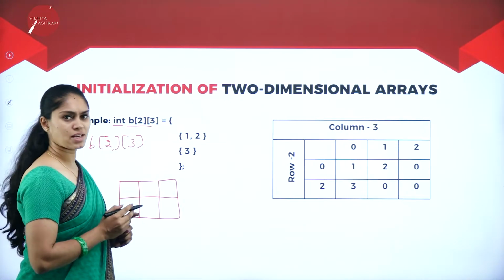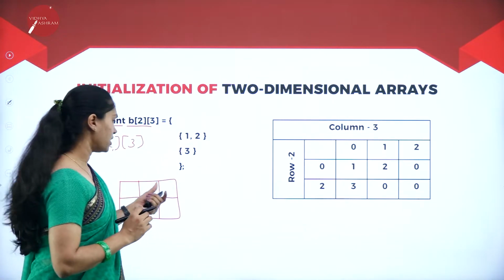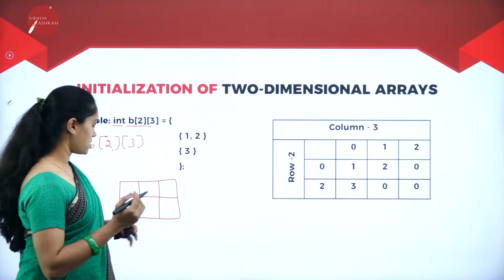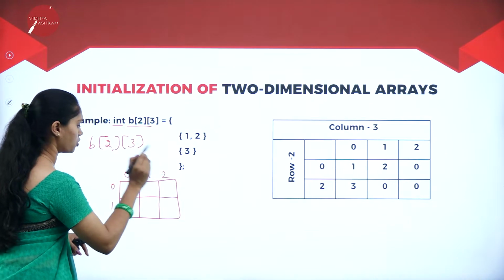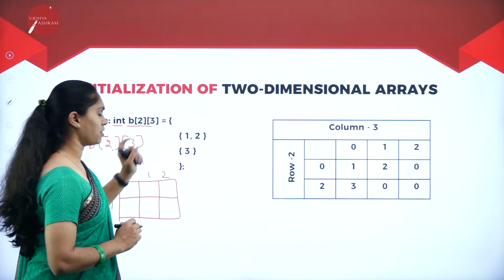Then how many elements am I supposed to take? I have to take 6 elements in order to store all the values, right? So we have 2 rows and 3 columns. The locations start with 0, 1, here 0, 1, 2. Okay. So here we have an initialization with flat braces.